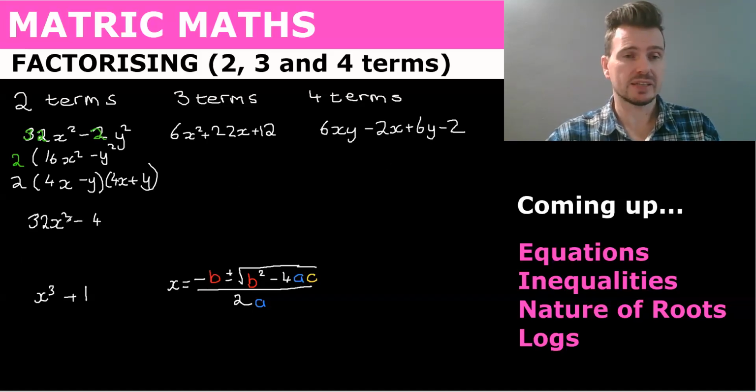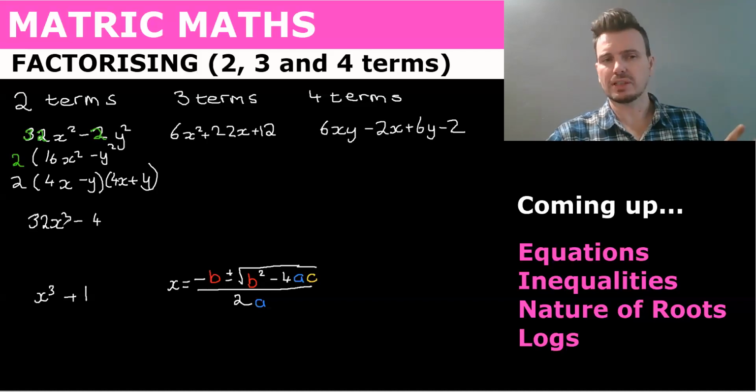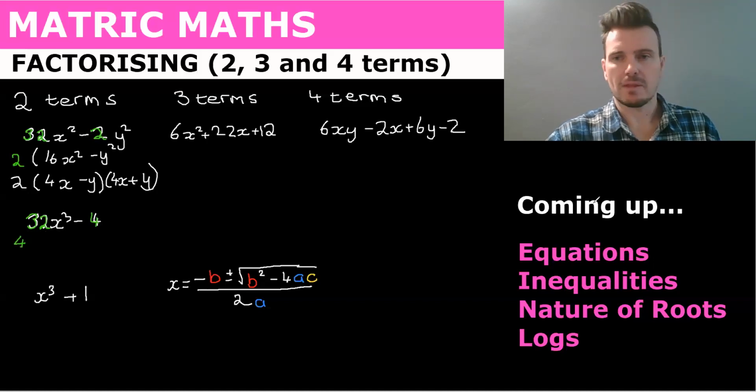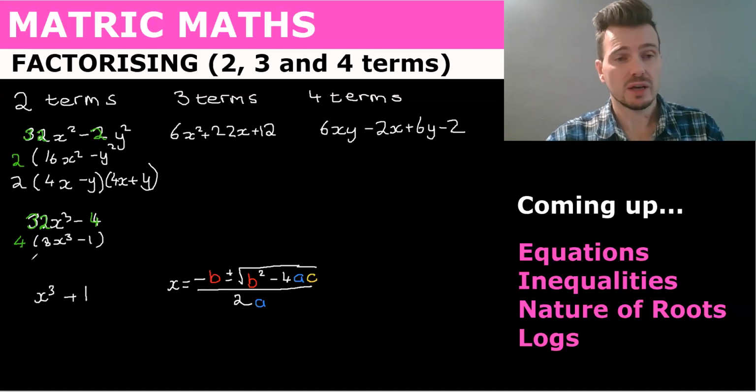Again, we now look at a difference of cubes probably, although 4 and 32 are not perfect cubes. So we look for that common factor and we see it again. So once again, it was disguised. 4 goes into both of those. So we take that out and then we get 8x cubed minus 1. These are both now perfect cubes. So take the 4 out.